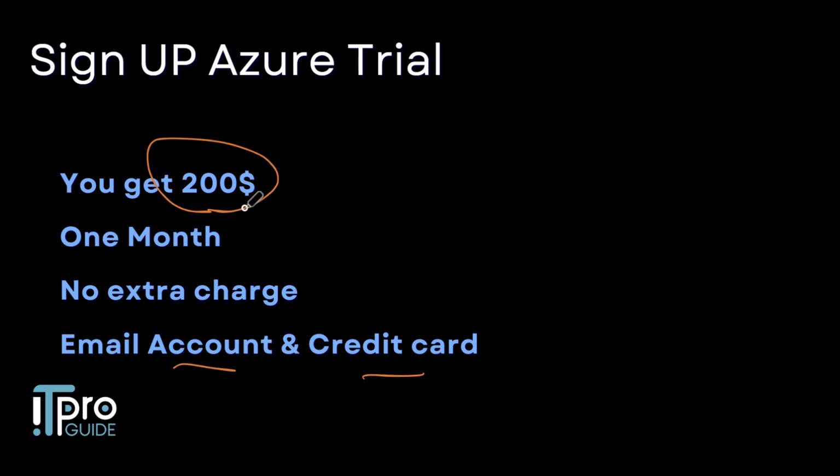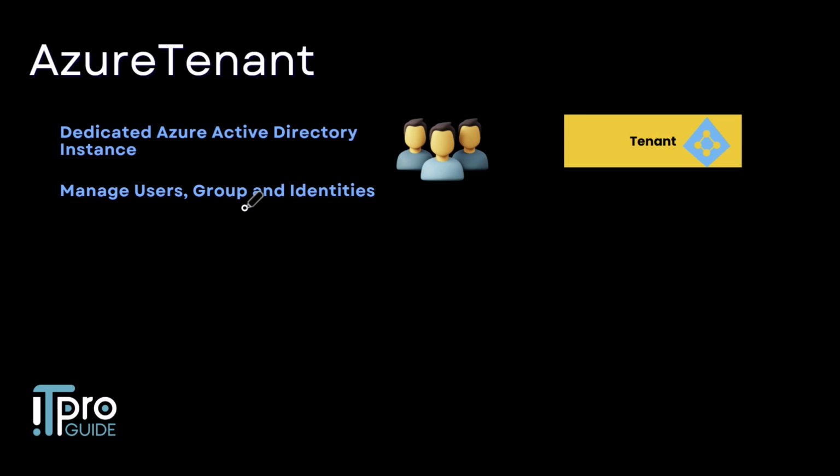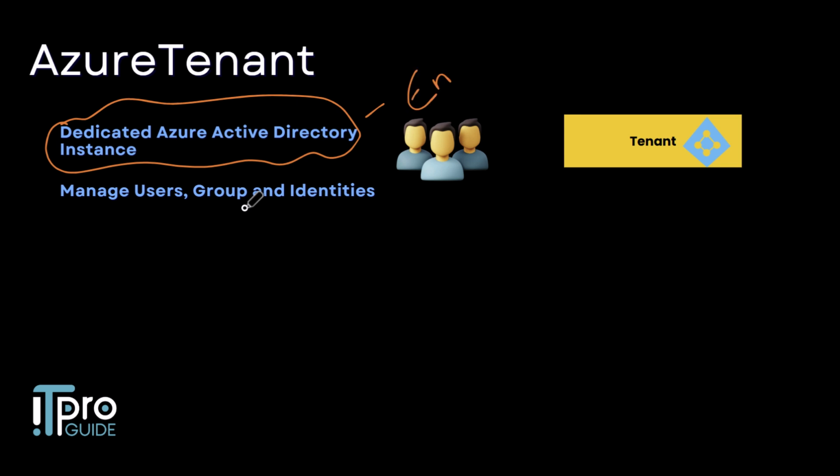Once you successfully sign up for an Azure trial account, that means you get an Azure tenant like we discussed in the previous video, and also you get a dedicated Azure Active Directory instance. We call it Microsoft Entra ID, Azure Entra ID. Now the name has changed from Azure AD to Entra ID. And there you will also see the users who can access the Azure account.